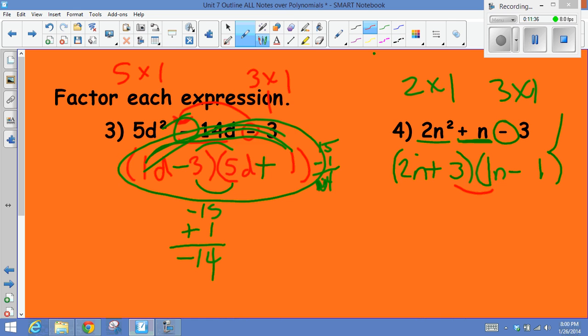3 times 1n is 3n. 2 times -1 is -2n. 3 minus 2 is a positive n, and that is what we want. And look at that, we got it on the first try.